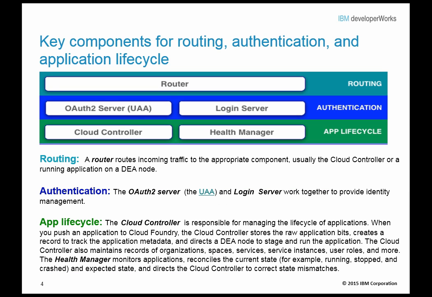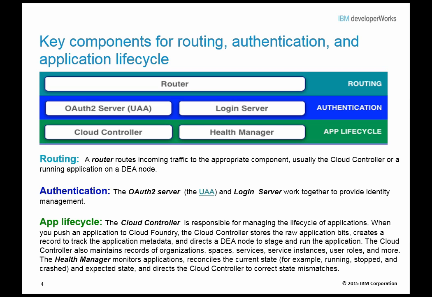For routing, the router routes incoming traffic to the appropriate component, usually a cloud controller or a running application on a DEA node. For authentication, the OAuth2 server, the UAA, and login server work together to provide identity management.